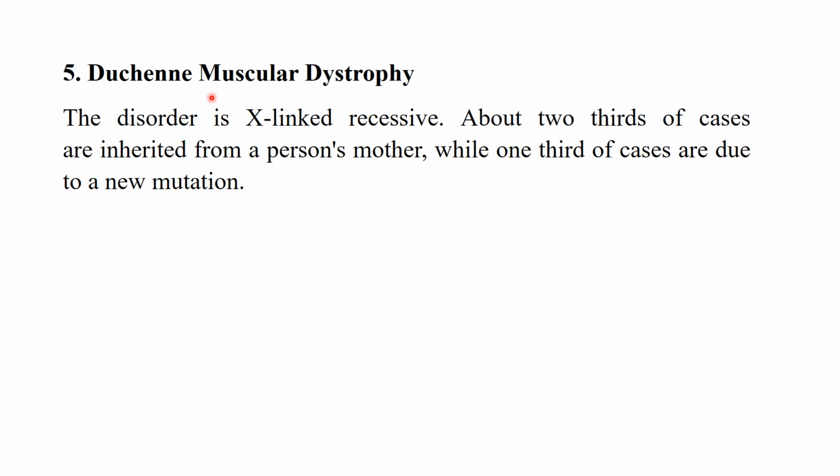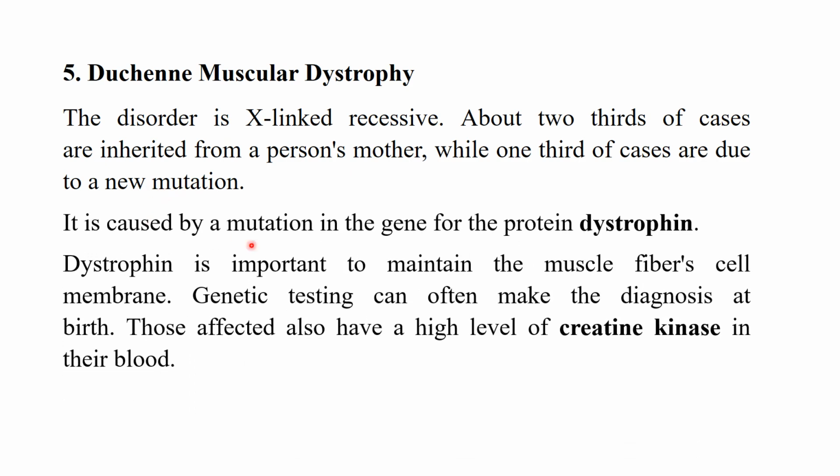Duchenne muscular dystrophy. The disorder is X-linked recessive. About 2/3 of cases are inherited from a person's mother, while 1/3 of cases are due to new mutation. It is caused by mutation in the gene for the protein dystrophin. डिस्ट्रोफिन की डिफिशियंसी से मस्कुलर डिस्ट्रॉफी होगी. Dystrophin is important to maintain the muscle fiber cell membrane. muscle fiber cells membrane को maintain करने के लिए dystrophin बहुत important है.